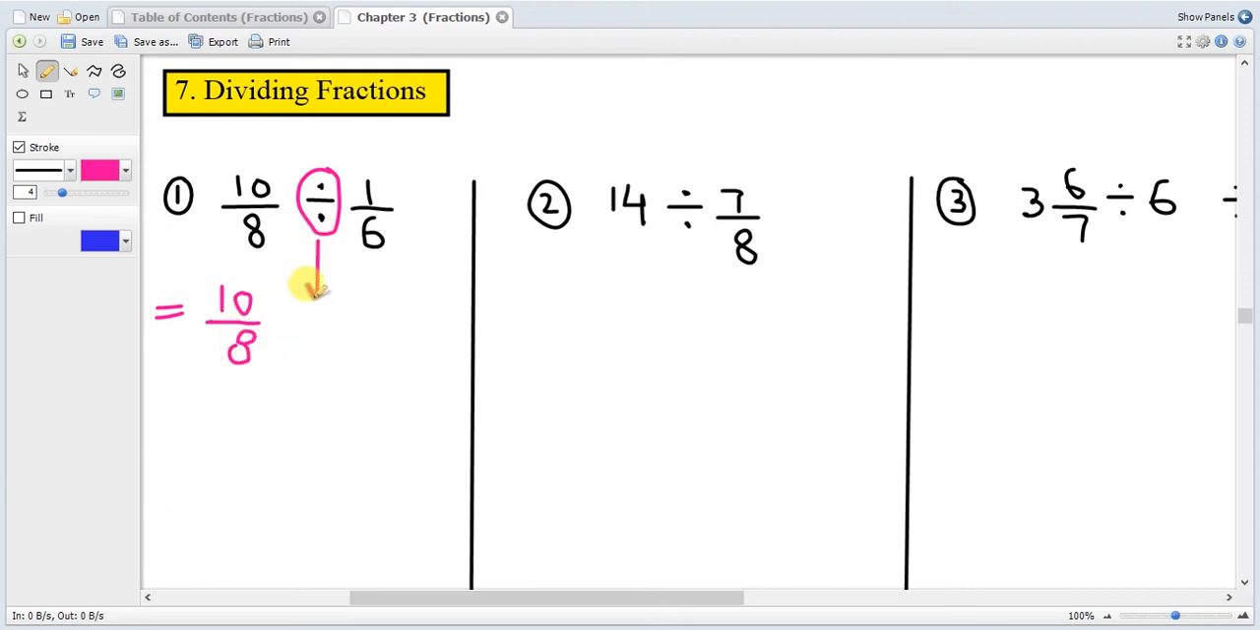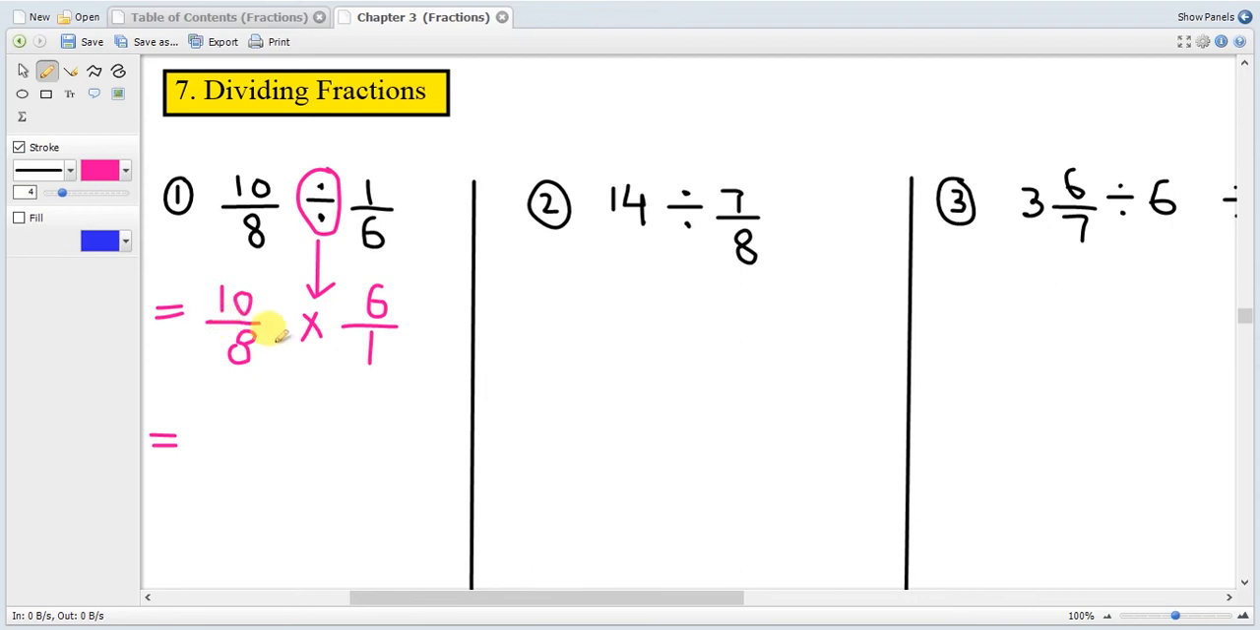Now change this division sign into the multiplication sign, but there is also a condition. Once we change this division sign into multiplication, we have to change the positions of the second fraction. We have to switch the positions of the second fraction upside down. So see, over here the denominator 6 is at the bottom, so move it to the top. 1 is at the top, move it to the bottom. So 1 over 6 will become 6 over 1, right?